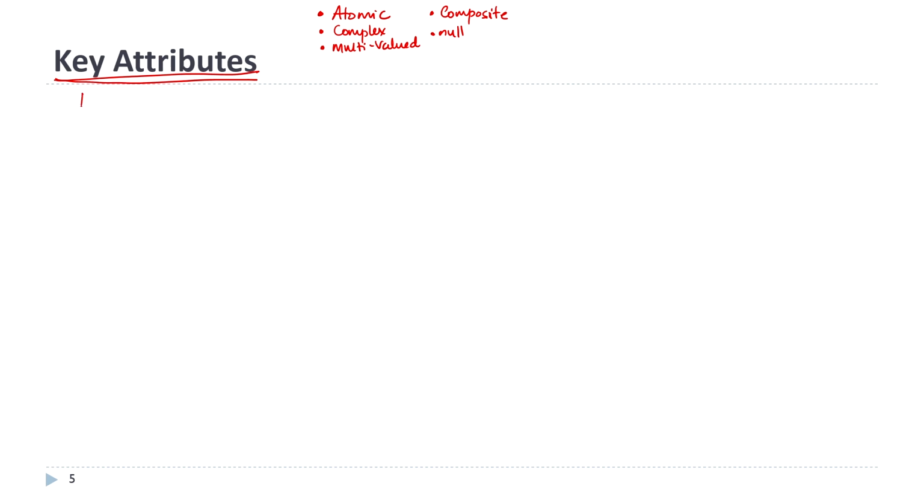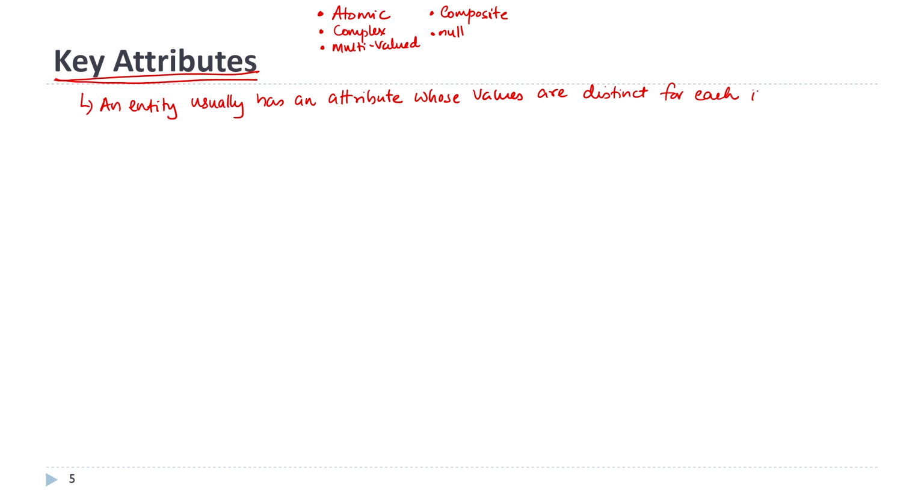An entity type usually has an attribute whose values are distinct for each individual entity in the entity set.